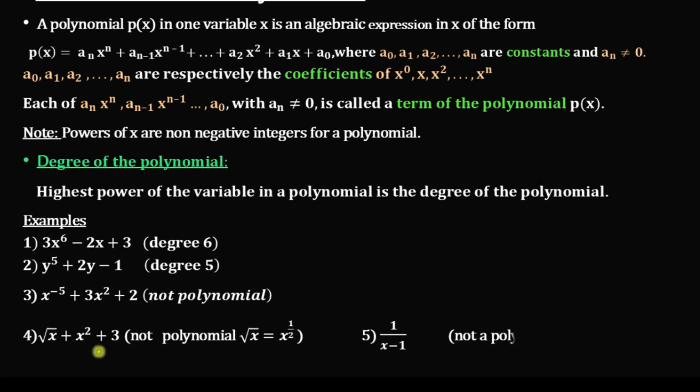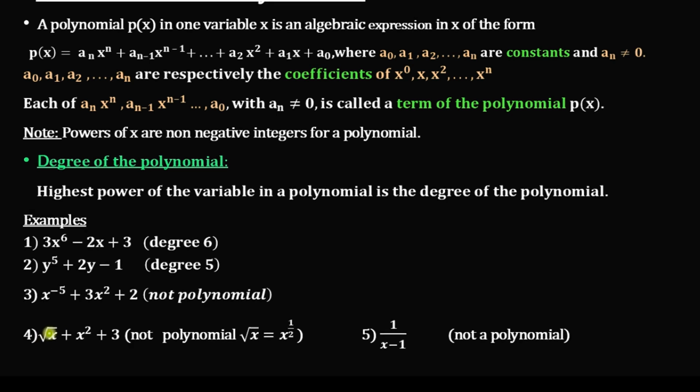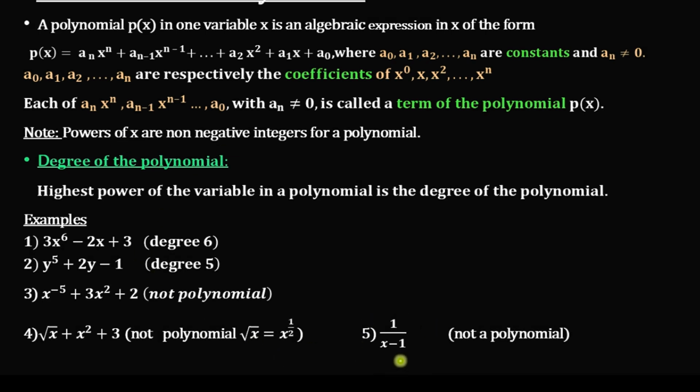Next, root x plus x square plus 3 is also not a polynomial. Why? The power of root x is x raised to half. x raised to half is not an integer. So we want the powers of x to be non-negative integers. Now this is also not a polynomial, that is 1 by x minus 1. Why? It is not of this form. Okay, in order to become a polynomial, it should appear in this form.